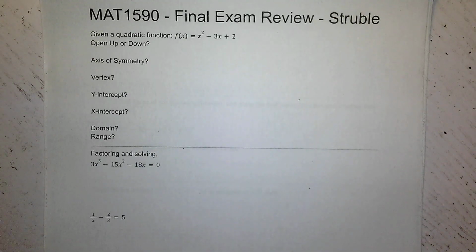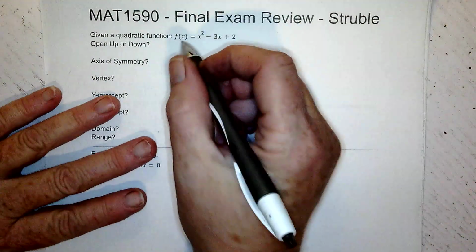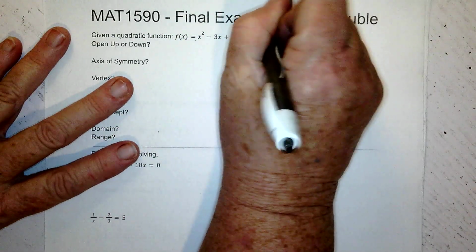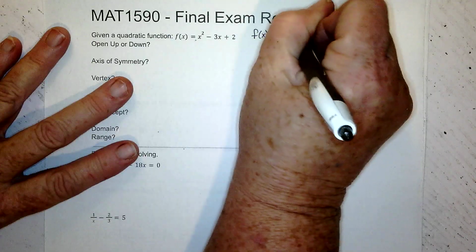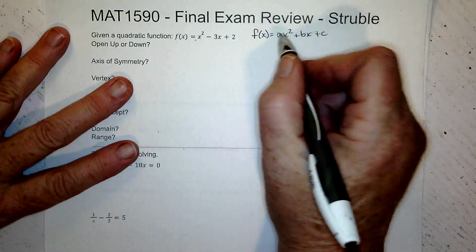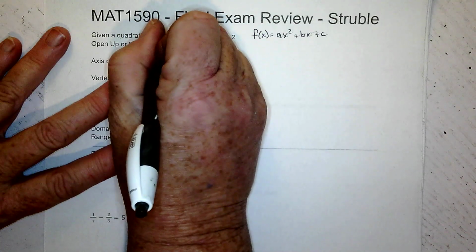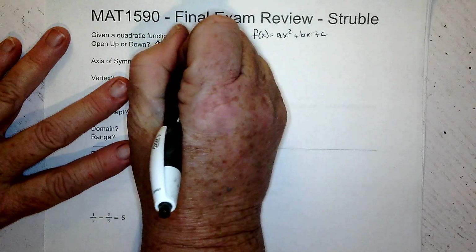All right, given the quadratic function, does it open up or down? Well, if you notice a, so if this was written in ax squared plus bx plus c, the a is positive, so therefore it's a quadratic that opens up.